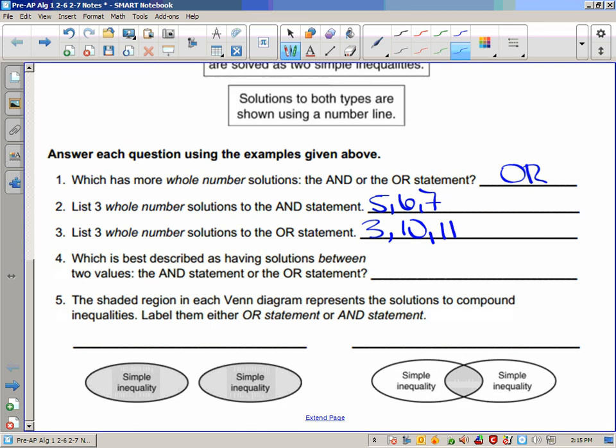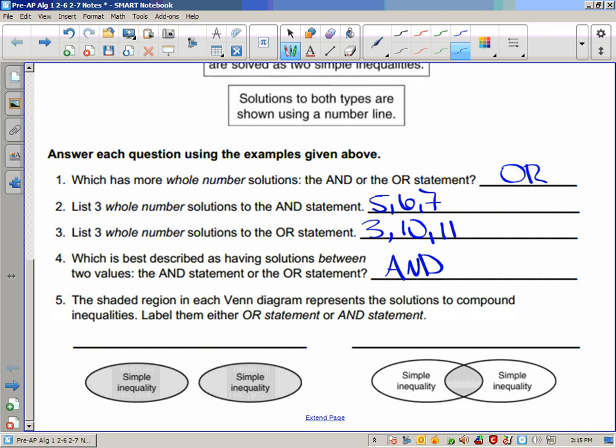It says which is best described as having solutions between two values, the and statement or the or statement. That's the and. Again, I think of and sandwich. It's in between two pieces of bread, in between two numbers. So and.